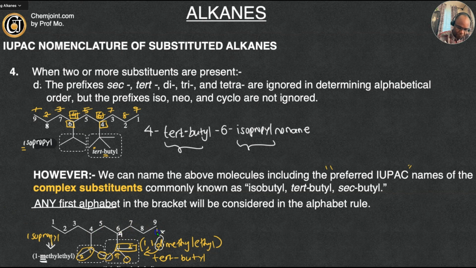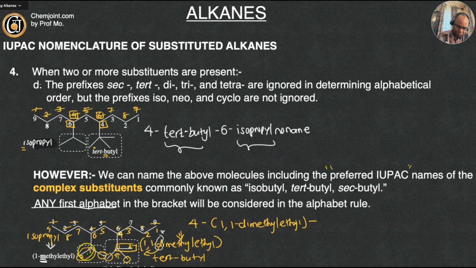If I'm to number it from the right, 6, 7, 8, 9. This time I don't consider this top numbering. I prioritize the lower numbering, which happens to be in yellow. So the name will be 4, and then parentheses, that's the position of where this group is that has this whole name: 1,1-dimethyl, and then the longest chain in it is an ethyl. That whole part represents the tert-butyl.